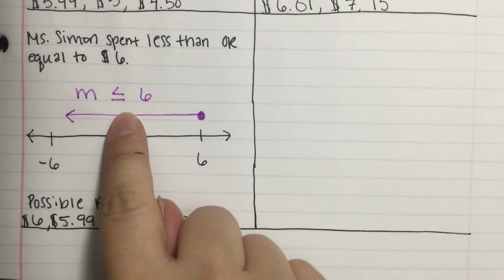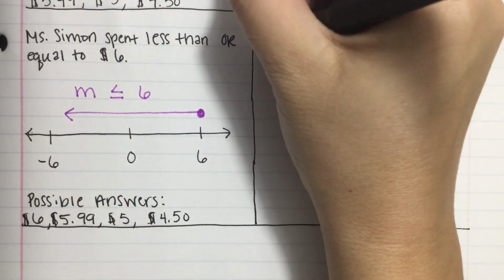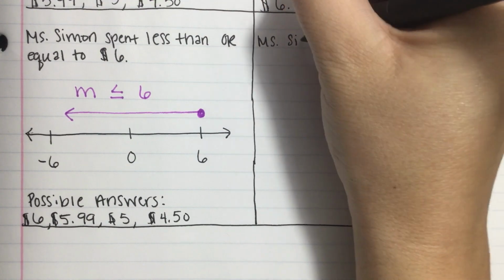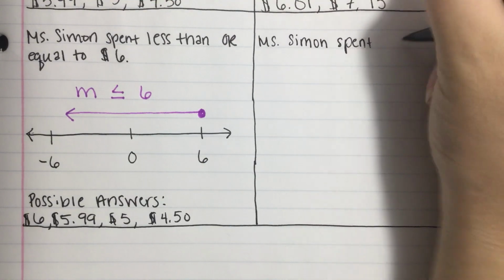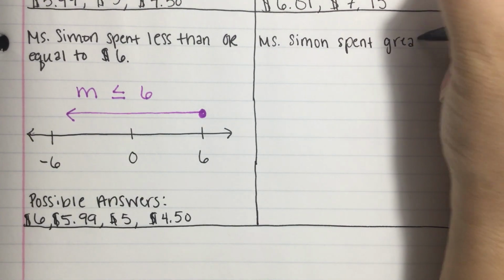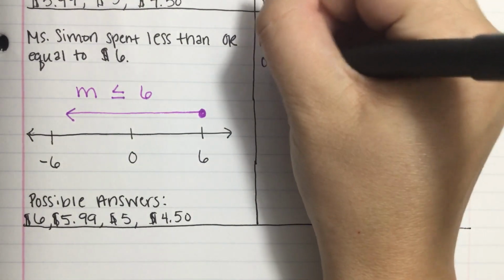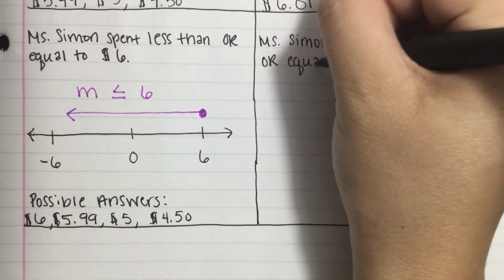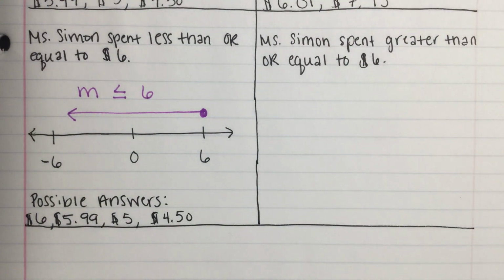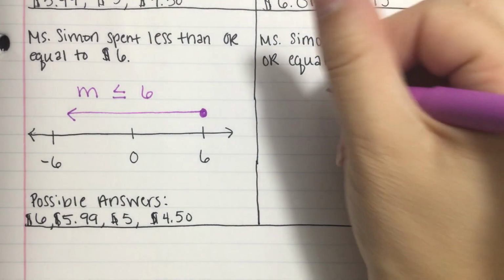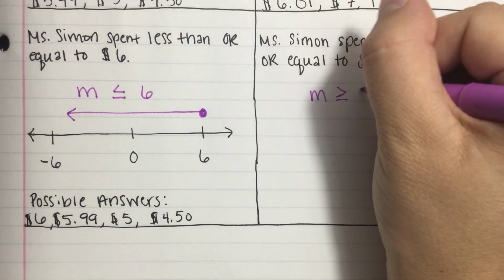My last symbol is very similar to this one, but we're going to flip it around, just like we did up on top. So, Miss Simon spent greater than or equal to $6. So I've got M is greater than or equal to 6.